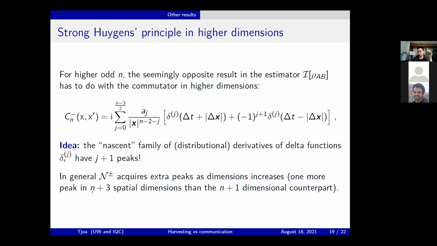So for example, in n plus 3 spatial dimensions, there's always one extra peak in your N plus and N minus than the n plus 1 corresponding part. And that's exactly what happens in 4+1. The 4+1 has one extra peak compared to 2+1. The 5+1 has an extra peak than the 3+1. And you can check this. I checked this up to 7+1 dimensions, and it's true.